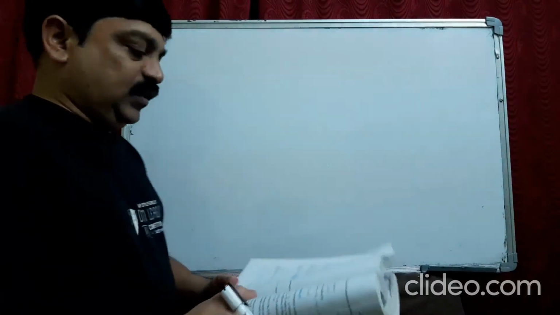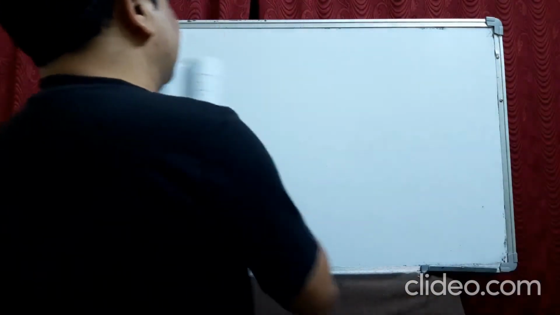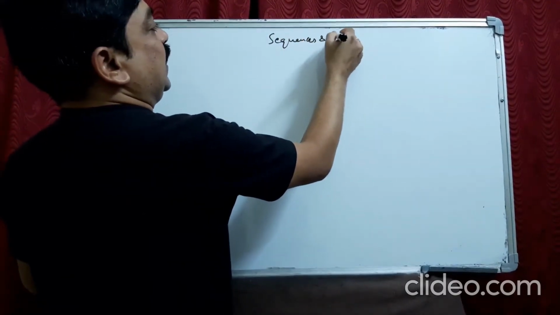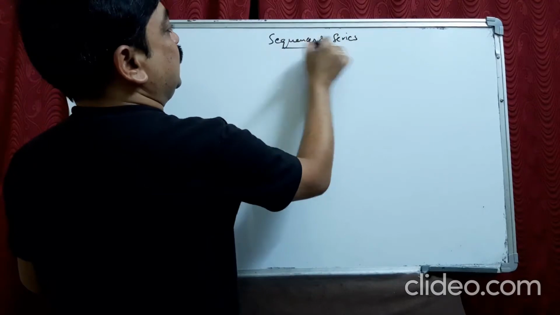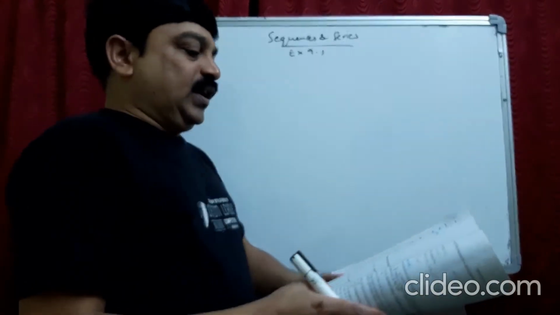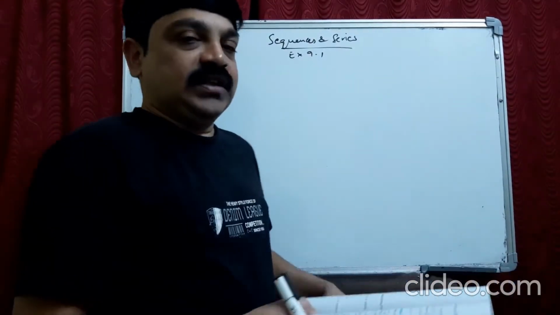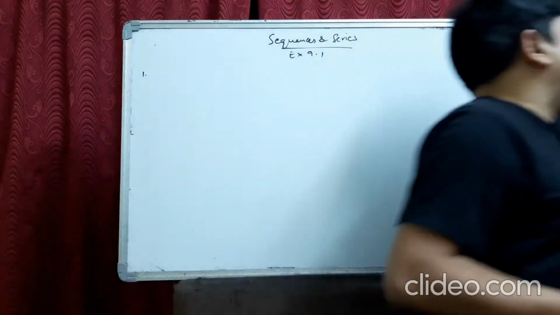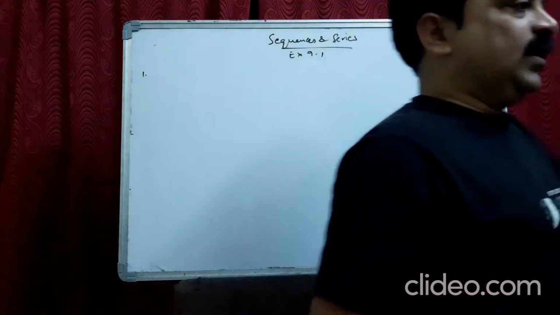Hi students, we are going to start a new chapter called Sequences and Series. In this video I'll explain exercise 9.1. Okay? See, what did they give? Write the first terms of the series, because this is nothing but the extension of your arithmetic progression that you did in your 10th grade. Like that it will go on.